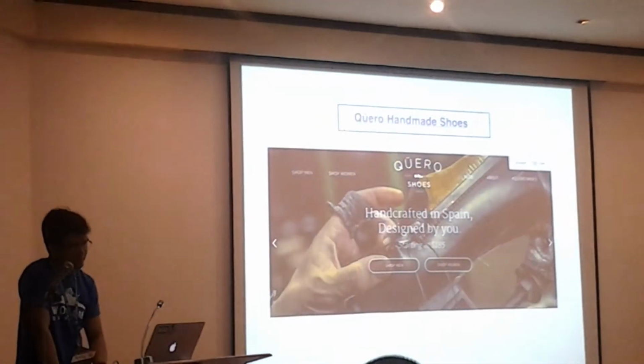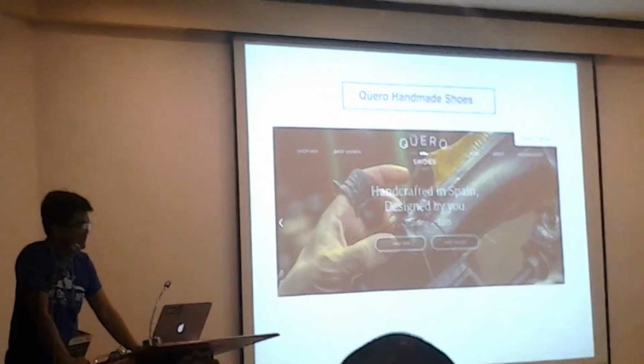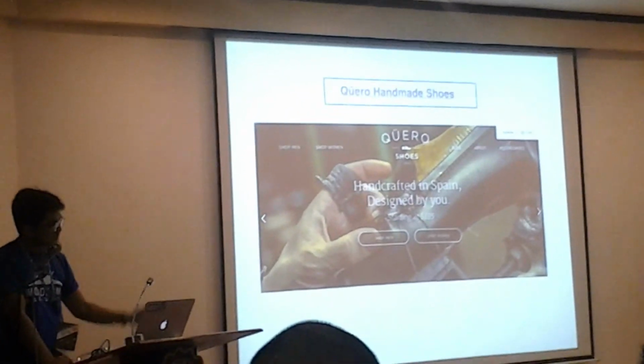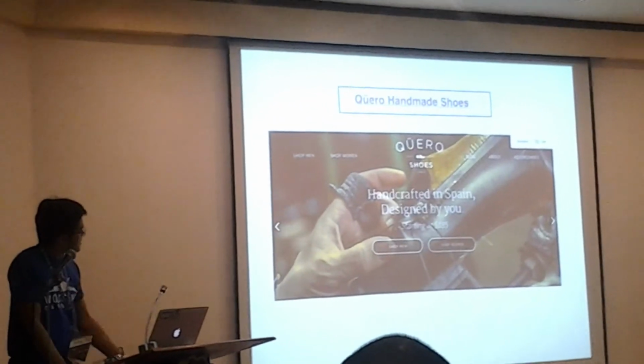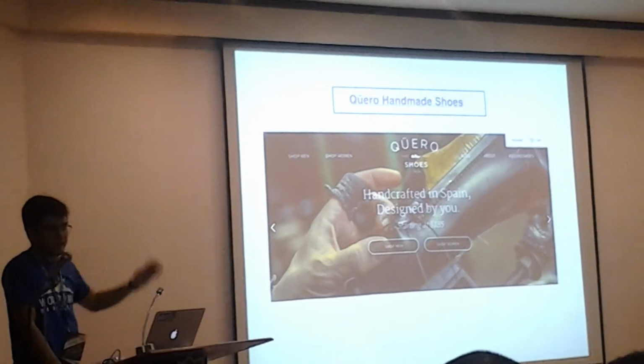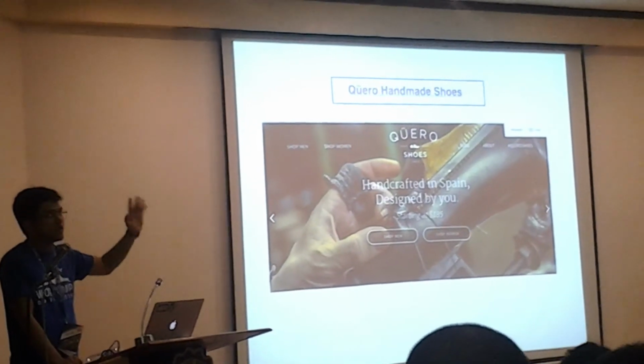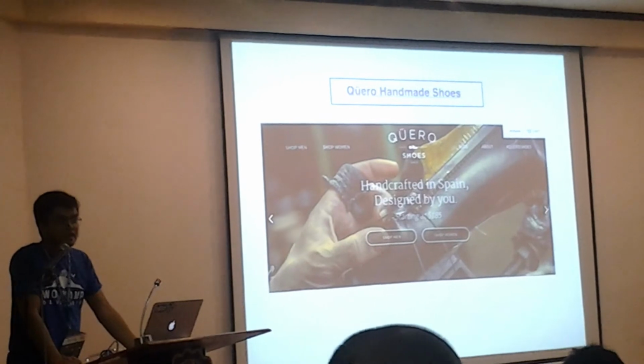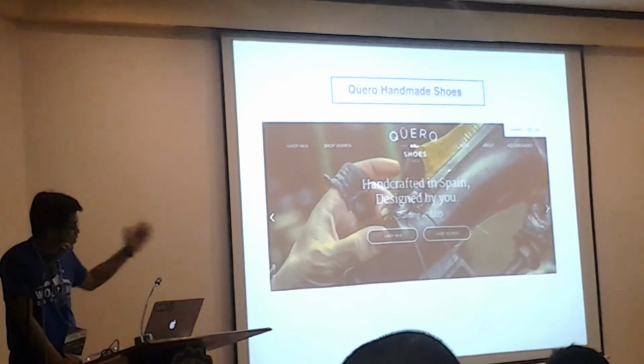Here are some examples of sites that I have. This is the Hero Handmade Shoes. This is how their shop page looks. Who here thinks this looks classy? This looks like something you can trust. All right, pretty good. This is WooCommerce at its finest.